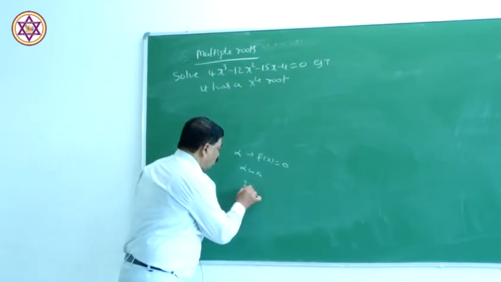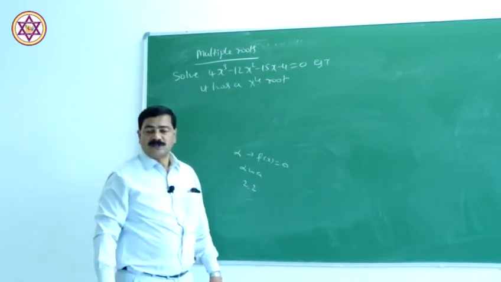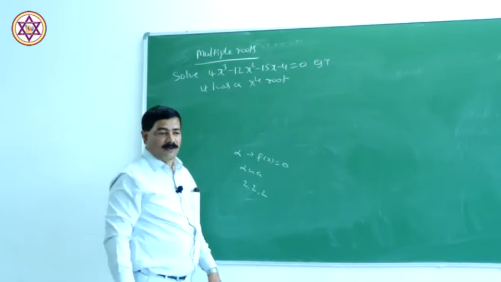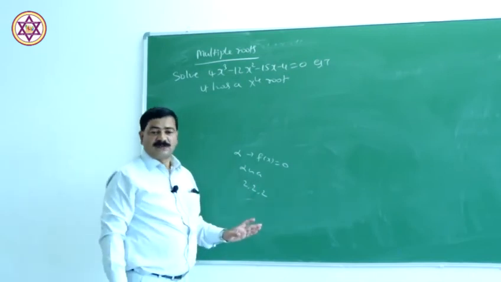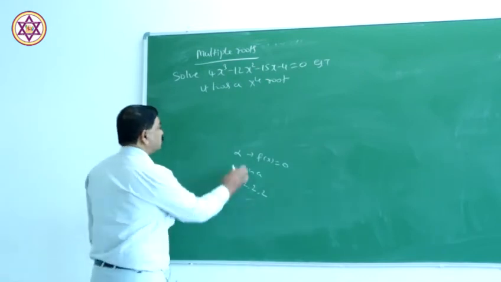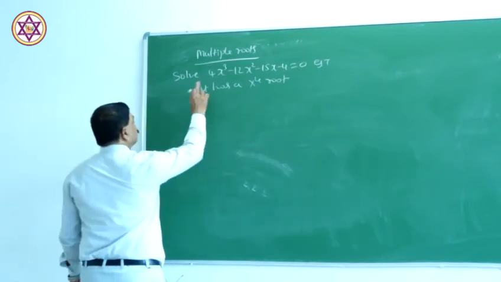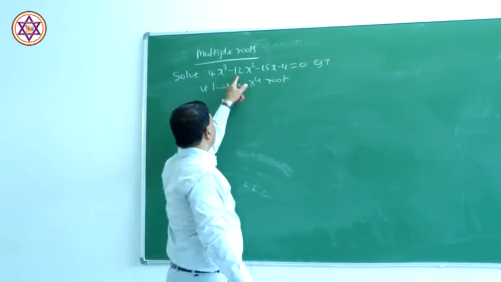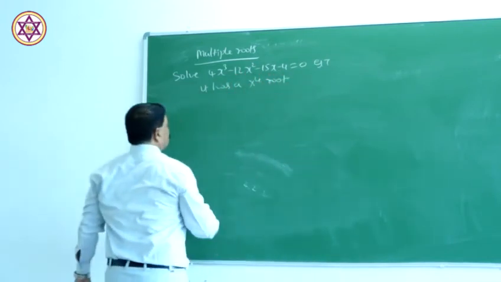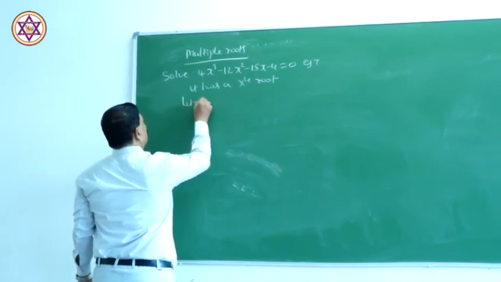If a root is repeated 2 times, we say that it is a double root. If it is repeated thrice, we say that it is a triple root. Next, to solve 4x cubed minus 12x squared minus 15x minus 4 is equal to 0, given that it has a multiple root.